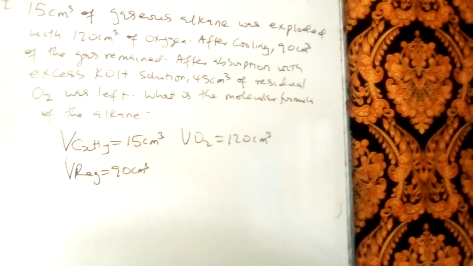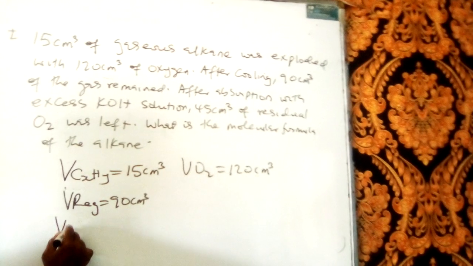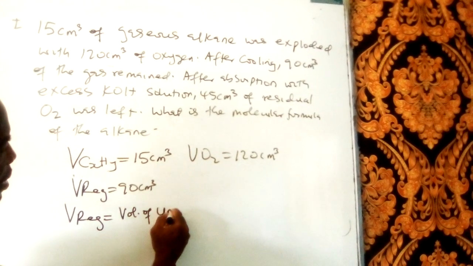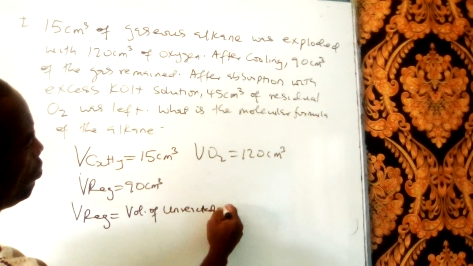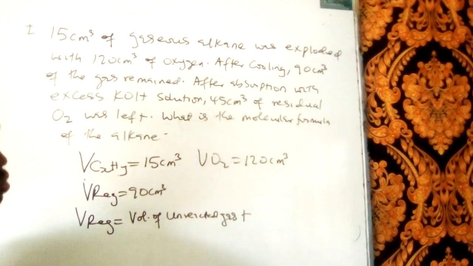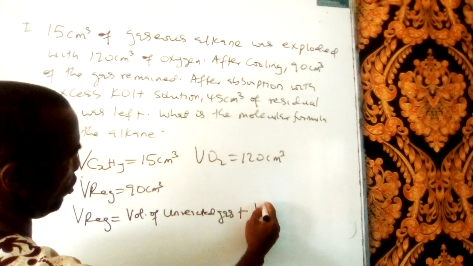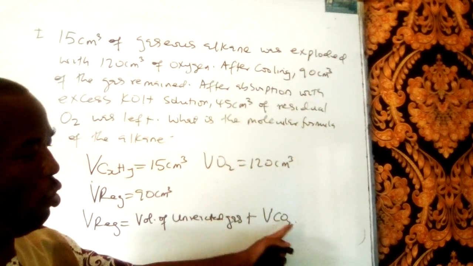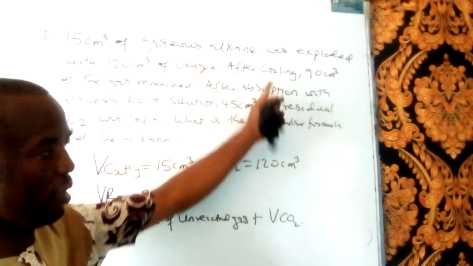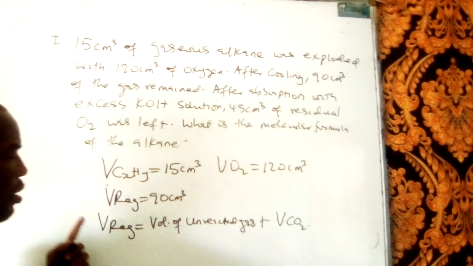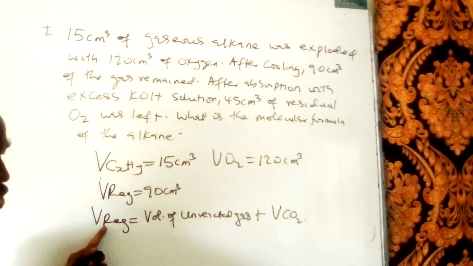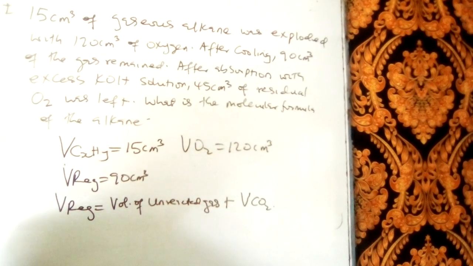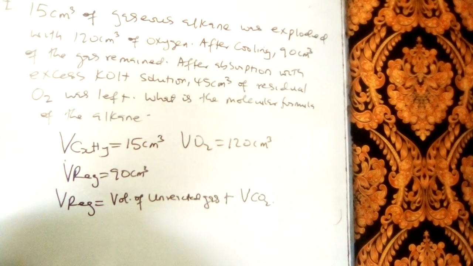Before we go ahead, we have to define residual gas by formula. Residual gas is the volume of unreacted gas plus the gaseous product. The product here is CO2 and also steam, water. But we will not include water because cooling will condense the water to liquid. So the residual gas, 90 cm³, is obtained by adding the volume of the unreacted gas and CO2.